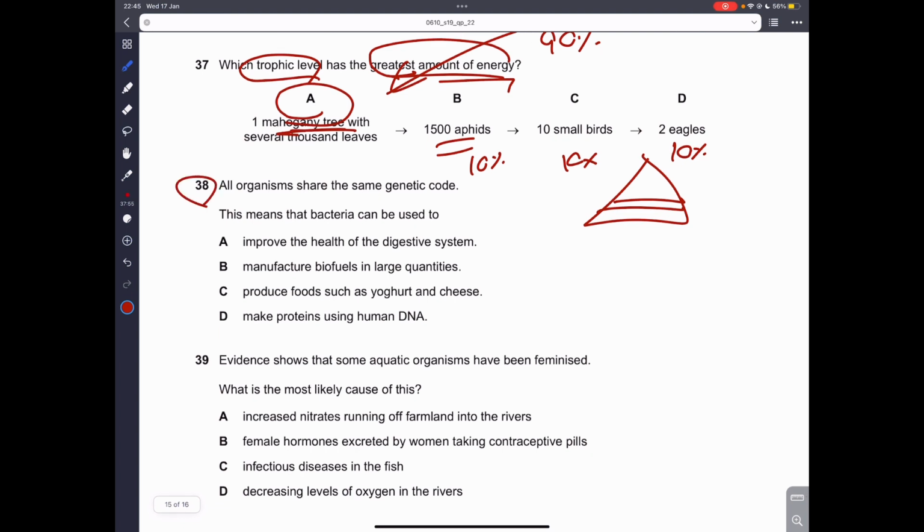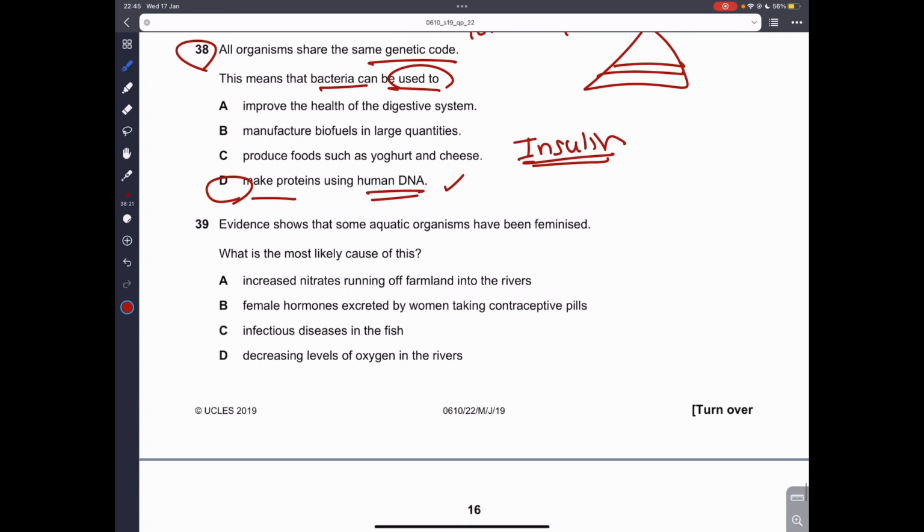Okay, 38. All organisms share the same genetic code. This means bacteria can be used to make proteins using human DNA. That's correct. Now, how are we going to use bacteria to make human protein? This is something in genetic modification. If you modify the bacteria's DNA, you can actually force the bacteria to produce insulin for us, and this is one of the methods to produce insulin.